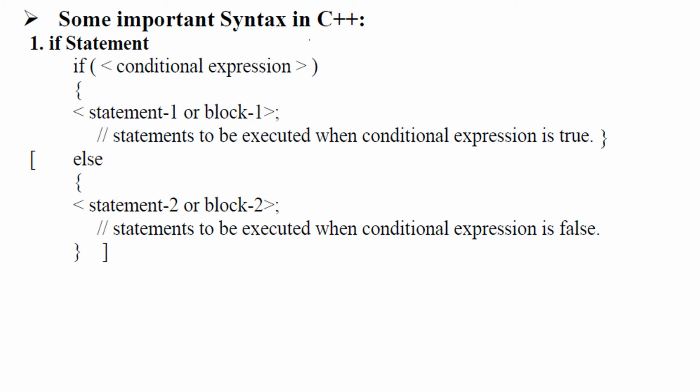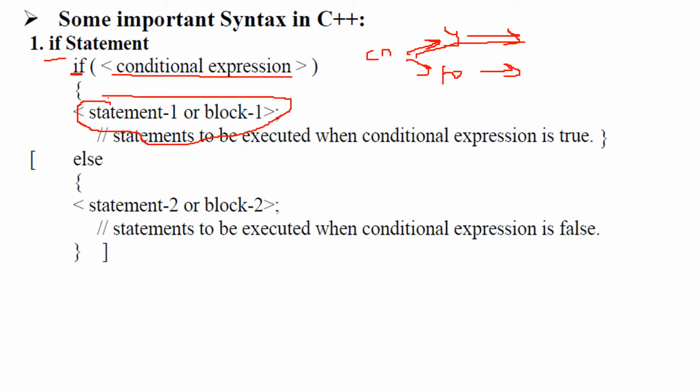There are some important syntax in C++ that you will come across. That is the if statement. If something happens, then what to do, and if something doesn't happen, then what to do. So both ways. If it is yes, where to go; if it is no, where to go. I write a condition. If this condition inside is true, we execute all these expressions, or you can say statements.